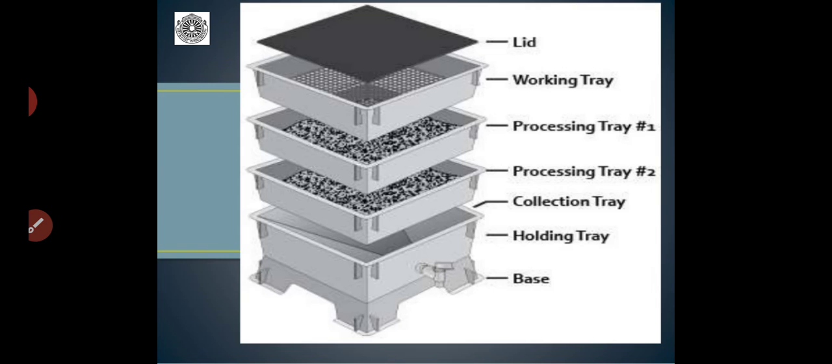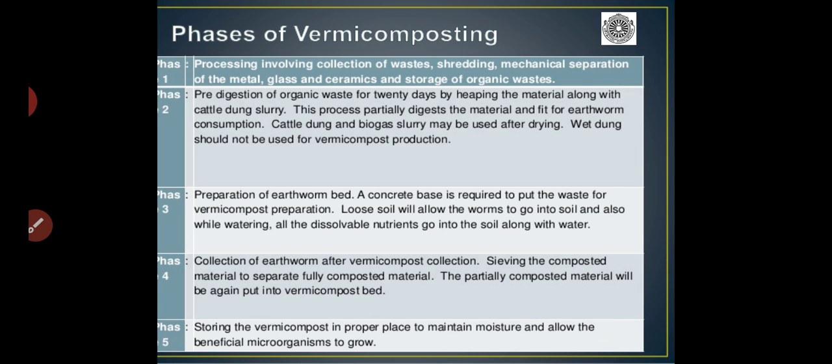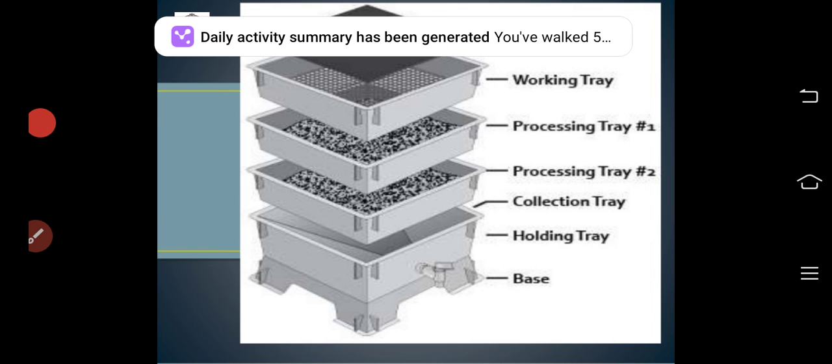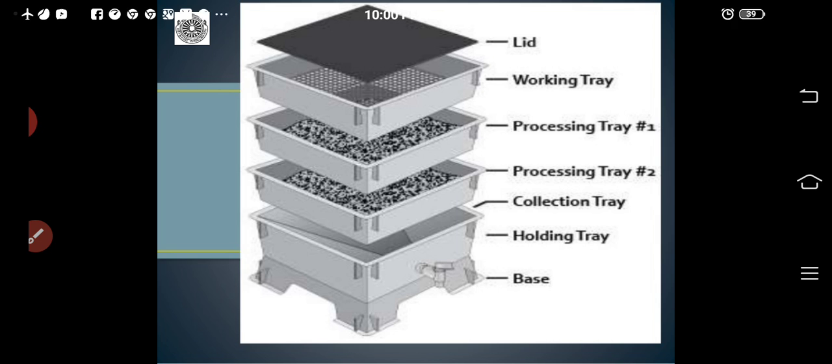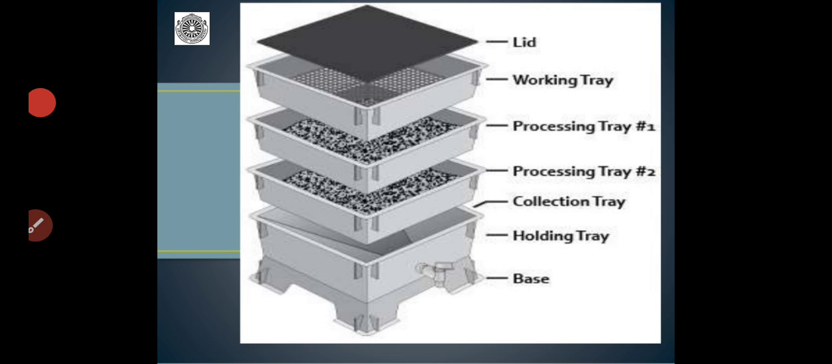Here is a kind of modern method of vermicomposting. As you see here, there is a base, above which there will be a holding tray, collection tray, processing tray 2, then above which processing tray 1, and above which a working tray, and above which a lid. As you observe in this picture, on the top there is a lid to protect the earthworms from direct sunlight and from flooding if there is heavy rain.